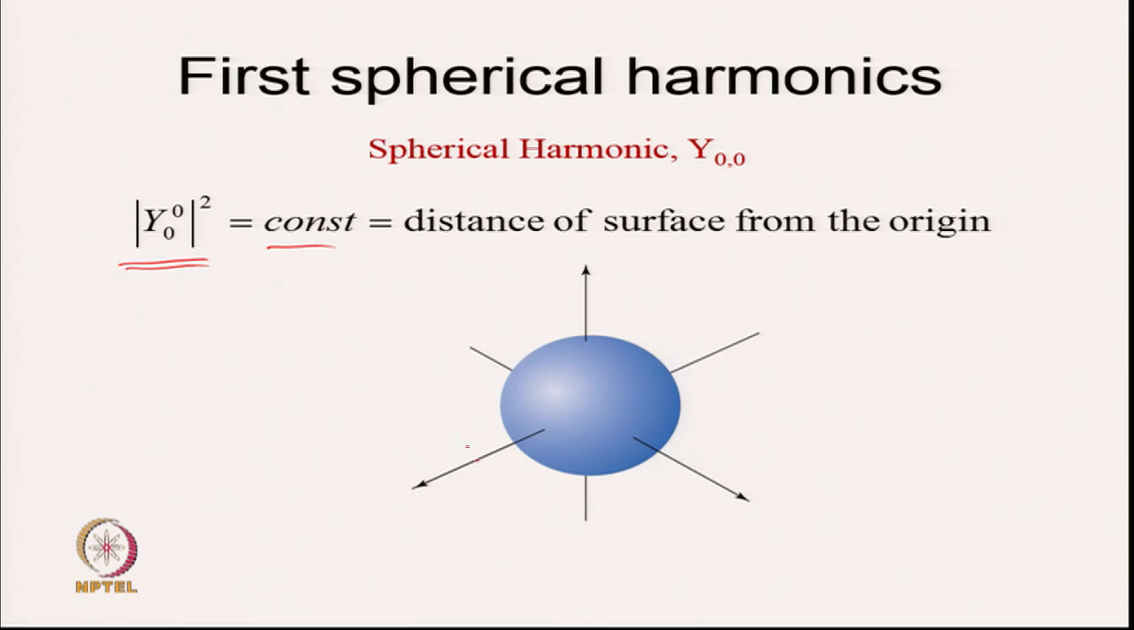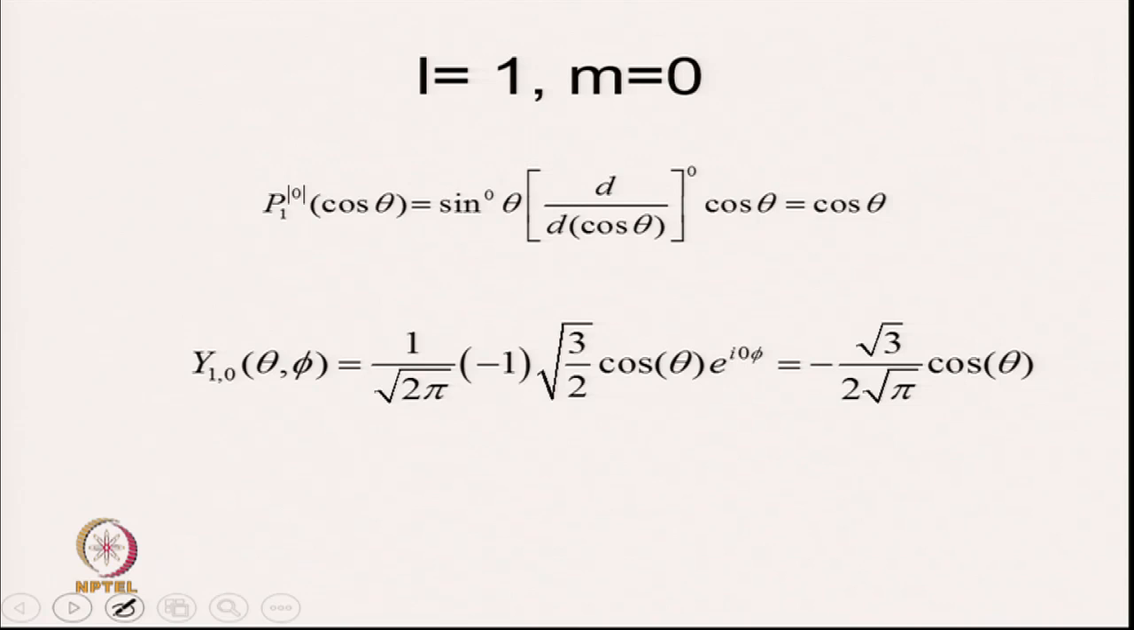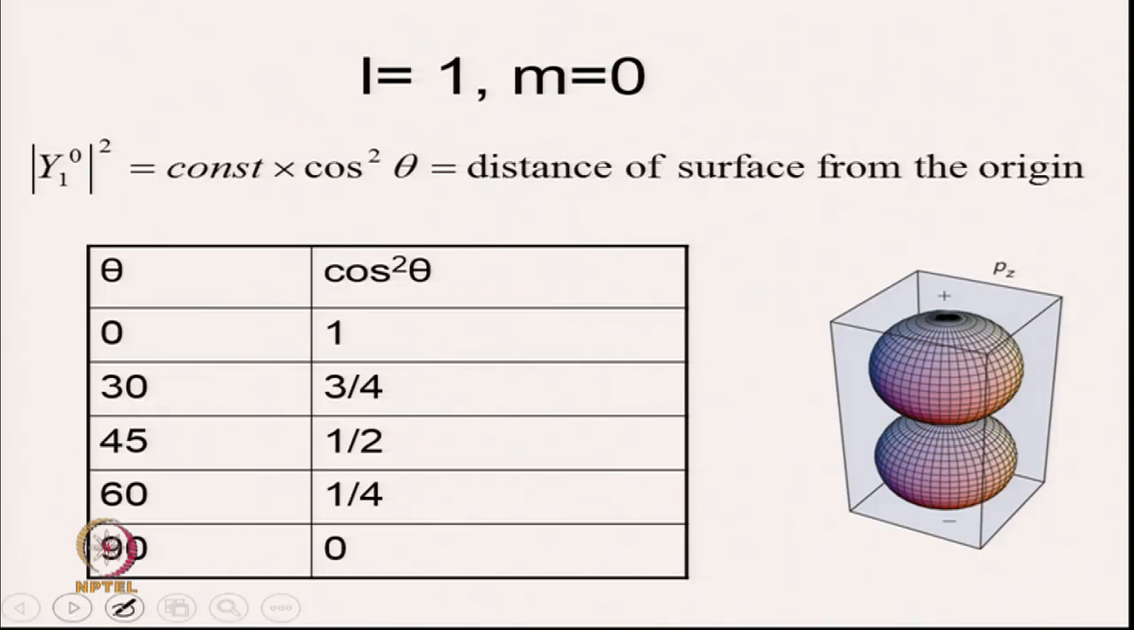So, for any value of theta and phi, Y is going to be constant, so it will have a constant value, and so the shape will be like a sphere. Now, for L is equal to 1 and m is equal to 0, if you solve this, you will get the term cos theta, and so the spherical harmonics is root 3 by 2 root pi cos theta. Now, you see it is not dependent on phi, but it is dependent on theta. So, let us see how it will look.